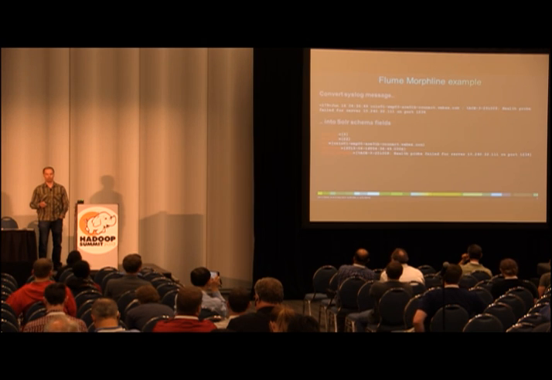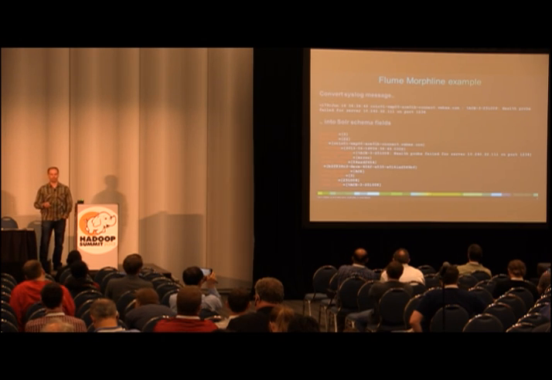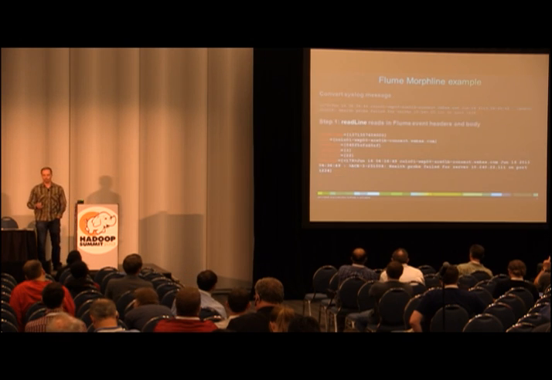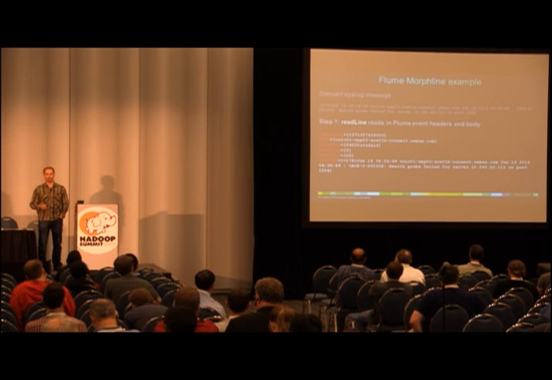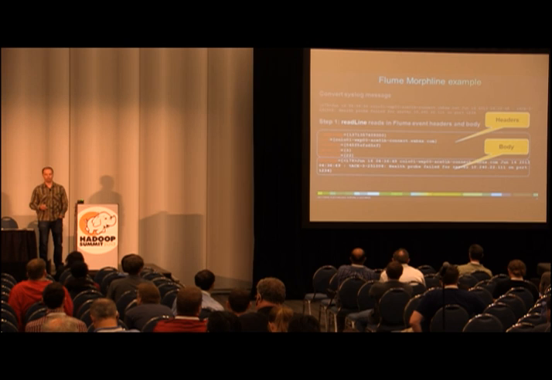So the end goal is to transform this one line into these fields. These are the fields that come out of syslog, the 5 fields, and these are the fields that are added by the morphline commands. The first step is the read line. After the read line, you've got the Flume headers and the body in a record. These are the headers that the Flume syslog source added, and this is the body of the Flume event.